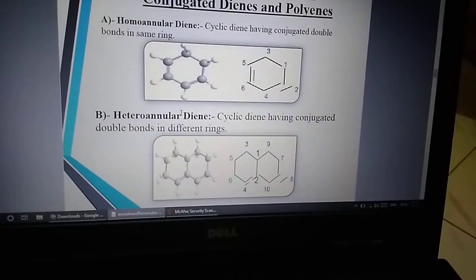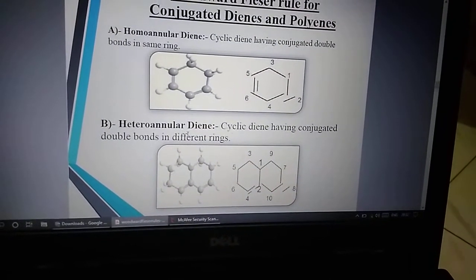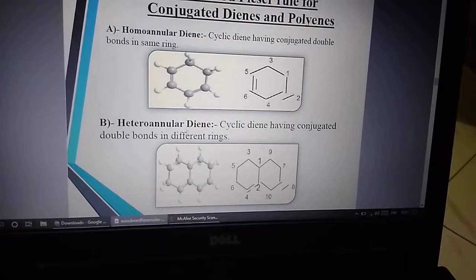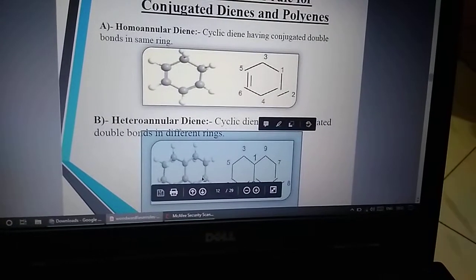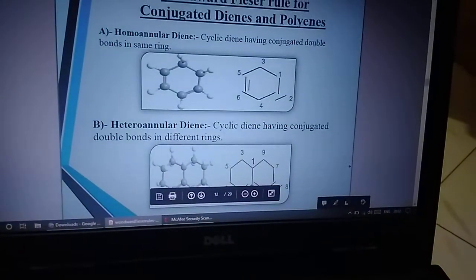And what is a heteroannular diene? Heteroannular dienes are those where the two double bonds are present in different groups. That means one double bond is present in one ring and another double bond is present in another ring structure.